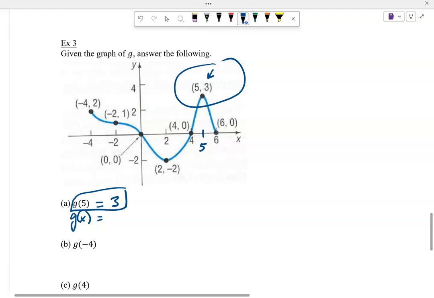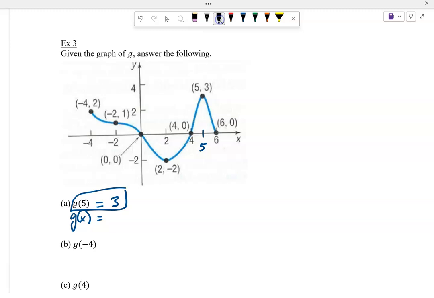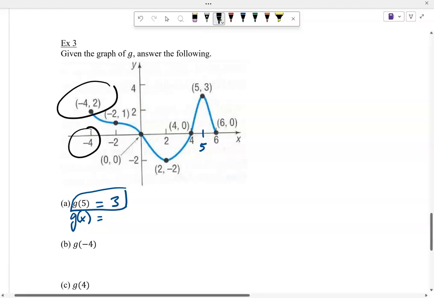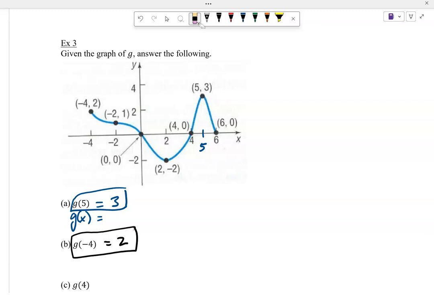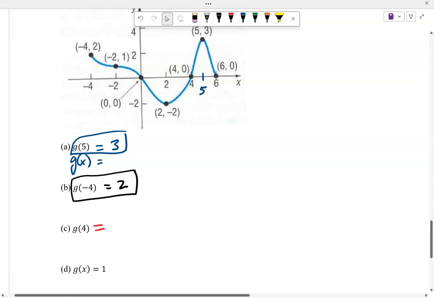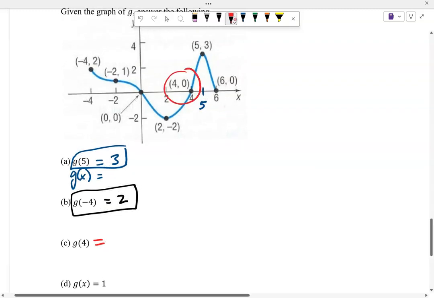G of negative 4, what would g of negative 4 be? Let's plug in -4. If I throw in a -4 for x, what's it spit out? What's the point? 2, that y value, right? G of -4 is 2. The y value, when x is -4, the y value is 2. Let's do one more, g of 4. What's our y value when x is 4? 0. Good. Right there. G of 4 is 0.